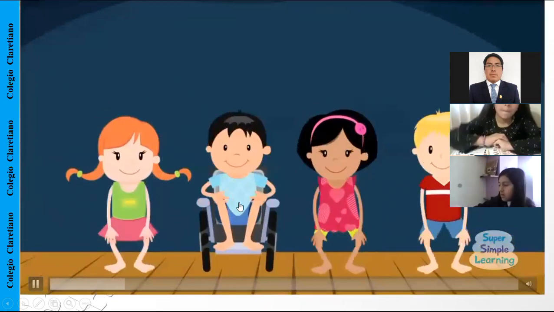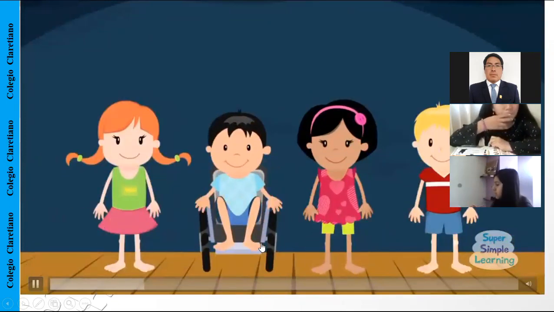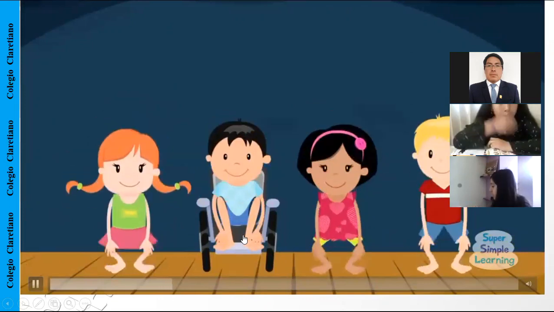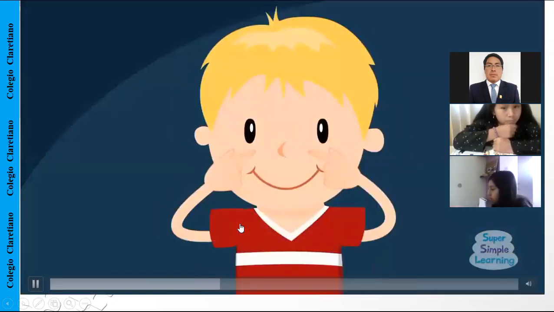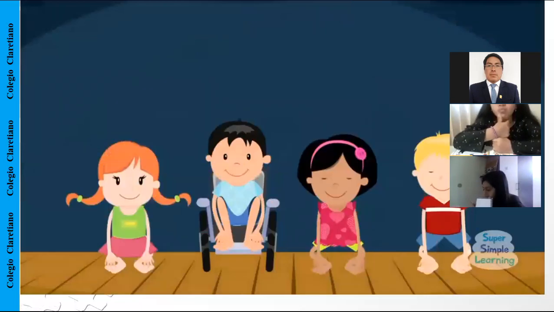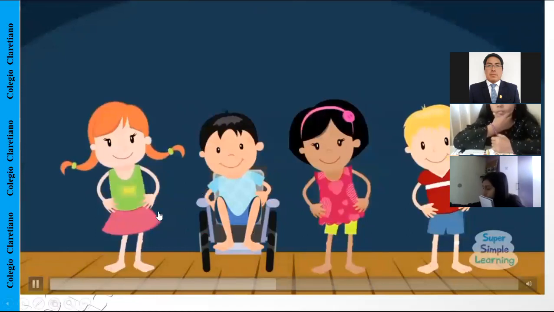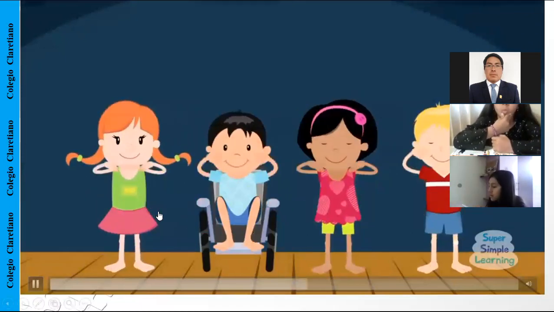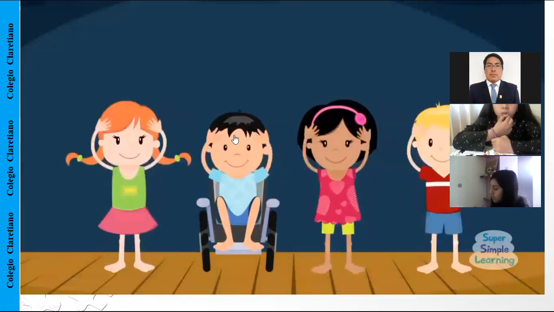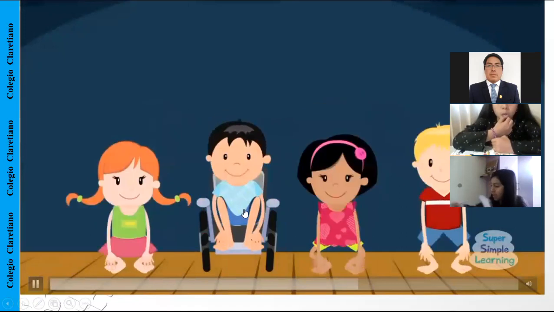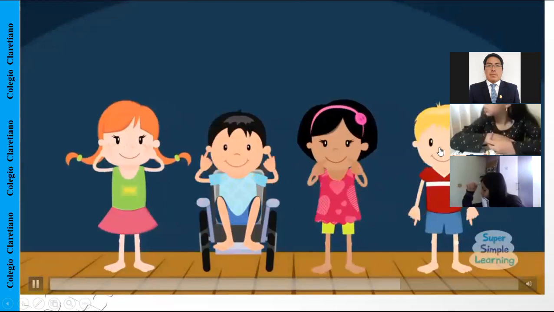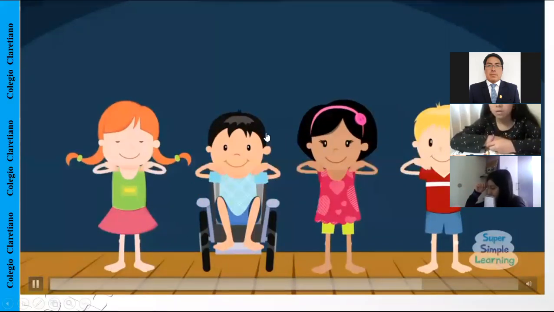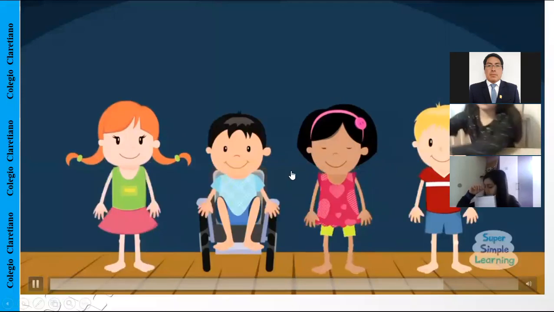Head, shoulders, knees and toes, head, shoulders, knees and toes, and eyes and ears and mouth and nose, head, shoulders, knees and toes. One more time. Head, shoulders, knees and toes, head, shoulders, knees and toes, and eyes and ears and mouth and nose. Head, shoulders, knees and toes.